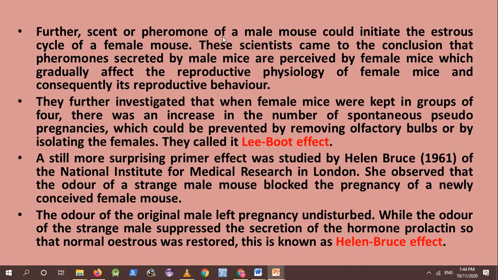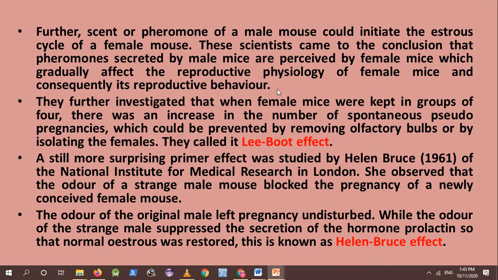And the stoppage of the estrous cycle, which we took as the second example: the estrous cycle of females is stopped completely if no male mouse is there in their vicinity. Why? Because a pheromone or scent is emitted by the male mouse that has the capacity to initiate the estrous cycle of the female mouse. So in the absence of that pheromone, the estrous cycle of the female mouse is not initiated. So scientists came to the conclusion that pheromones secreted by male mice are perceived by female mice and they gradually affect the reproductive physiology of female mice, and consequently there is a change in the reproductive behavior of female mice. So this is the example of a delayed effect.